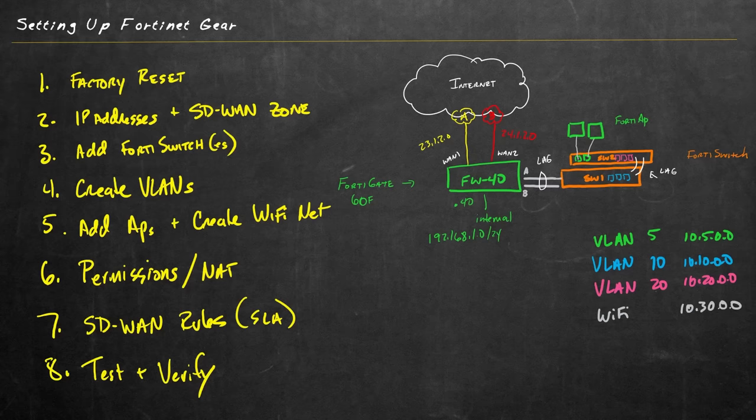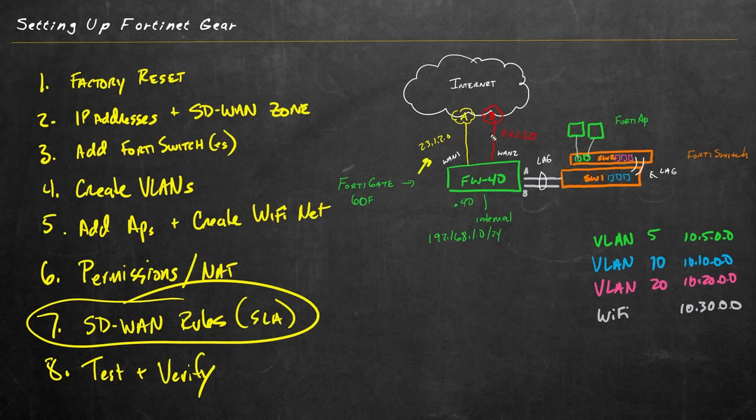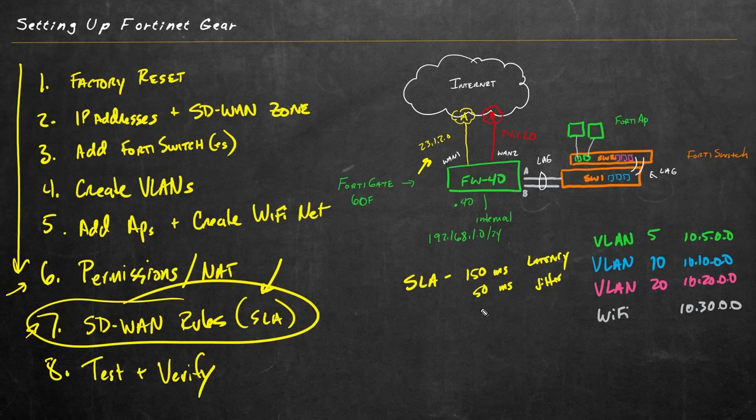So if we look at our tasks here for getting this gear up and running from a factory default state, we are now right here with our SD-WAN rules, where we can control how that traffic is going to be forwarded from our clients who are wired in or coming in via wireless as that traffic is being forwarded out to the internet. Let's go ahead and set up, first of all, a performance SLA that's monitoring the jitter and latency and packet loss going through service provider A and service provider B. And let's set up some targets for that SLA. Let's say 150 milliseconds for latency and 50 milliseconds for jitter. And for packet loss, let's go ahead and say 0 as far as a percentage.